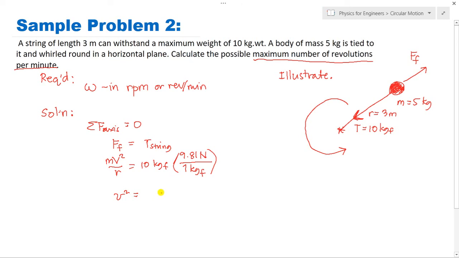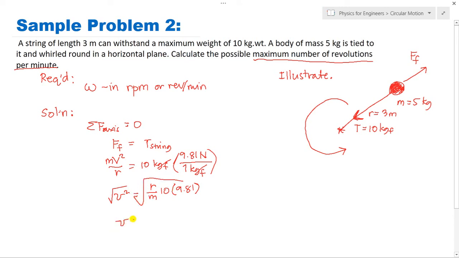So we have v squared is equal to r over m times 10 times 9.81. This 9.81 is from the conversion unit, because it is in newtons. So take the square root of both sides.